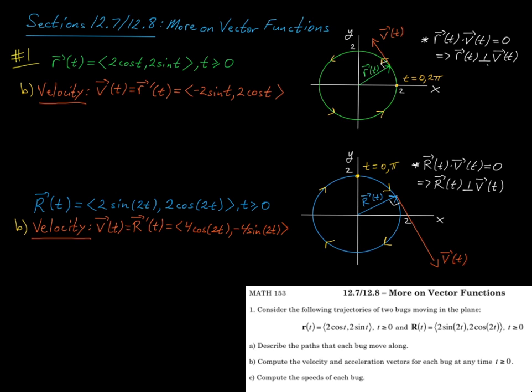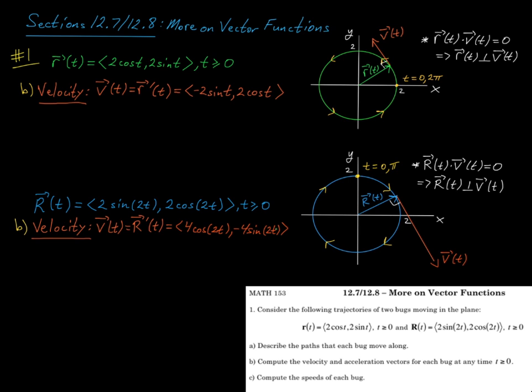So that really is in agreement with what we're seeing here with the dot product. But okay, now let's go ahead and check out the velocity vector for capital R of t. Again, we differentiate component-wise, and we're going to pick up a factor of 2 from the chain rule. So we get 4 cosine 2t, comma, negative 4 sine 2t.